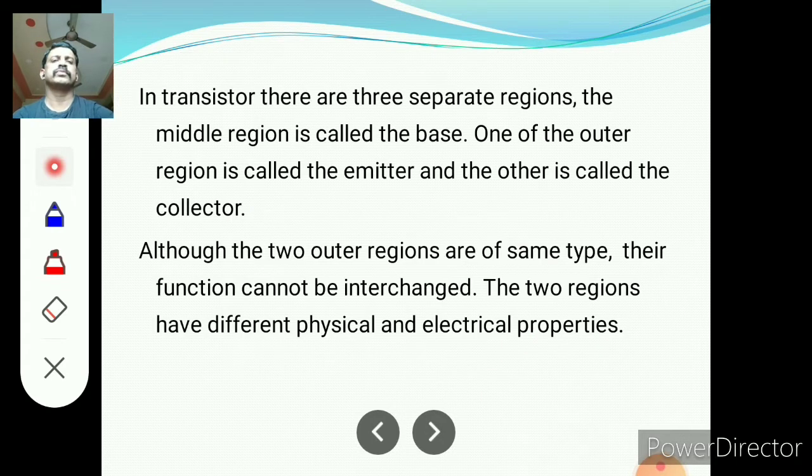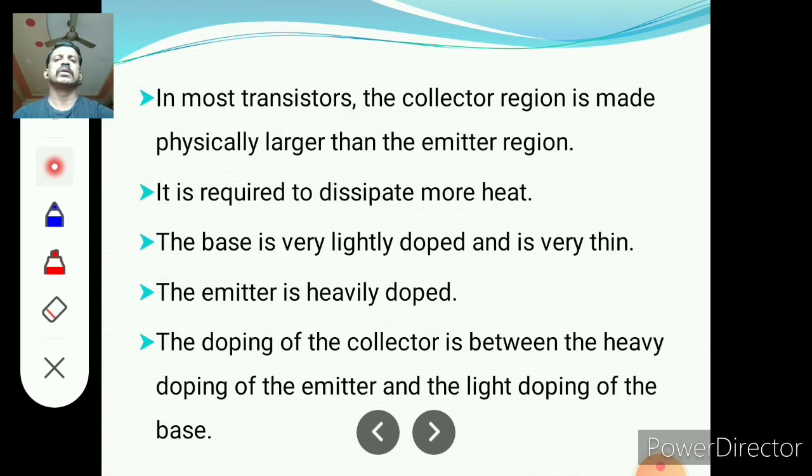In a transistor, there are three separate regions. The middle region is called the base, one outer region is called the emitter, and the other is called the collector. Although the two outer regions are of the same type, their functions cannot be interchanged, because the two regions have different physical and electrical properties. In most transistors, the collector region is made physically larger than the emitter region, as it is required to dissipate more heat.